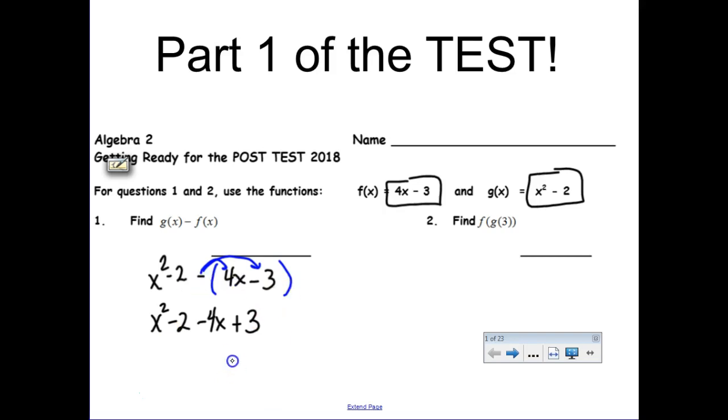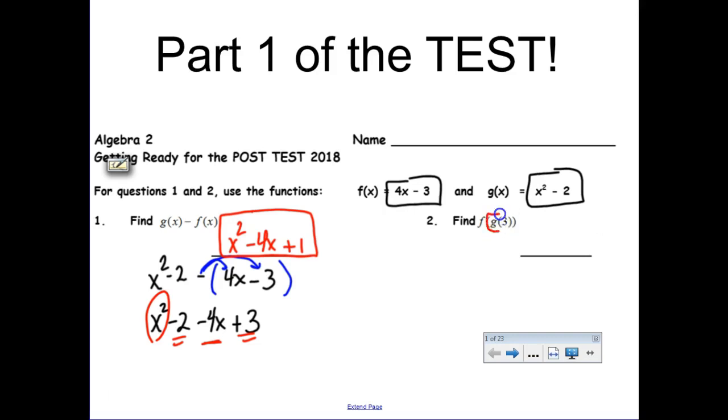So let's distribute the negative, and now we can collect our like terms. I like to write answers in standard form. This is x squared, and then we have a minus 4x. And then I'm combining this negative 2 and this plus 3 together, so that's a plus 1. Clearly the most common mistake there would be students who do not distribute the negative or the subtraction all the way. This following question here is called function composition, and it's f of g of 3.